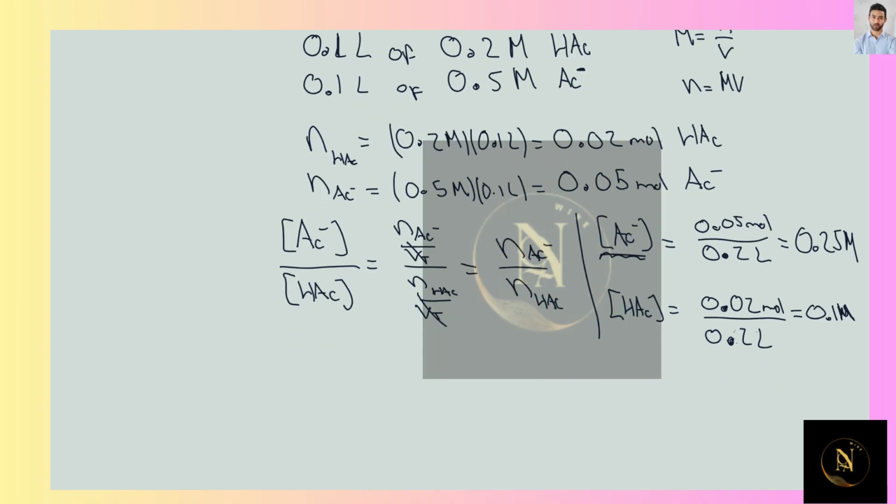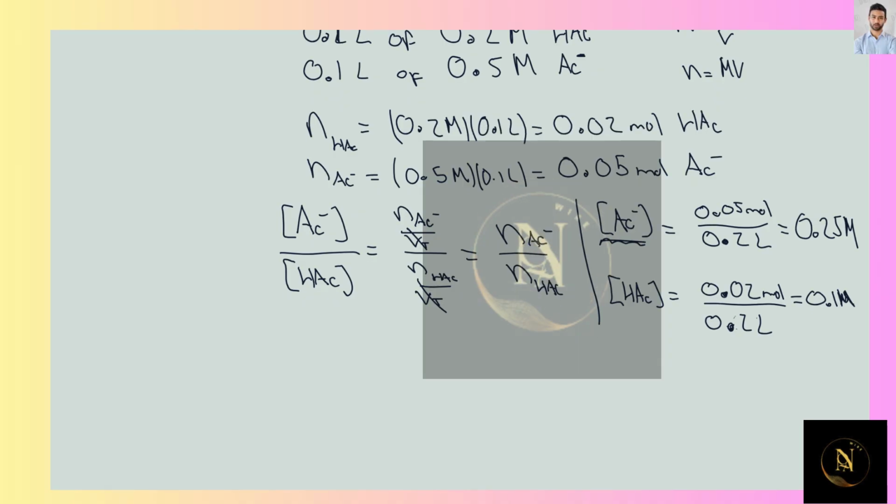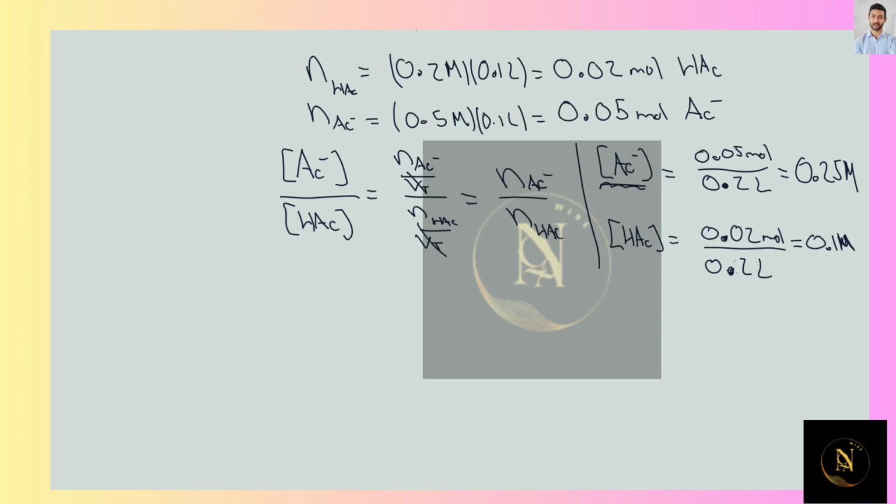As you can see, the result is not going to change. If you do the division of the amount of mole and then you do the division of the concentrations, you're going to see that the result will be exactly the same.